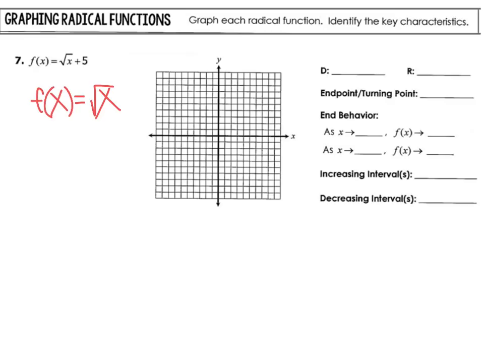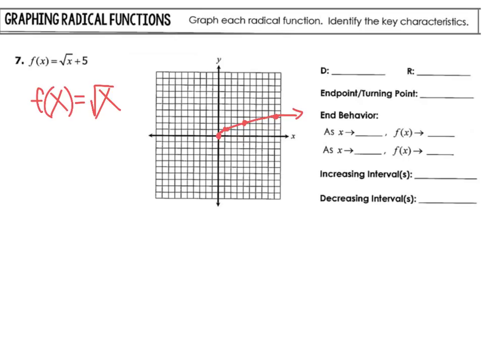So graphing our parent function. This is something you need to memorize. We know parent function, we're going to start at 0, 0. We're going to go 1, 1. When we plug 4 in, we get square root of 4 gives us 2, so 4, 2. And then we get 9, 3. This is our parent function of our square root function. All right, so always graph your parent function in one color.